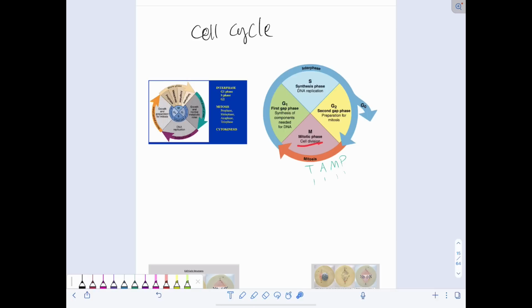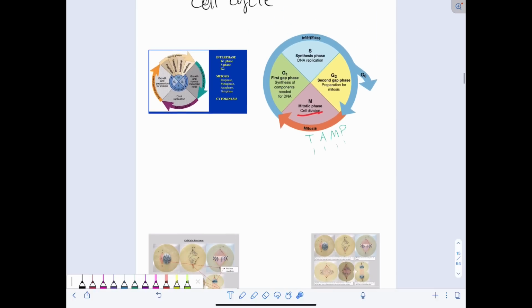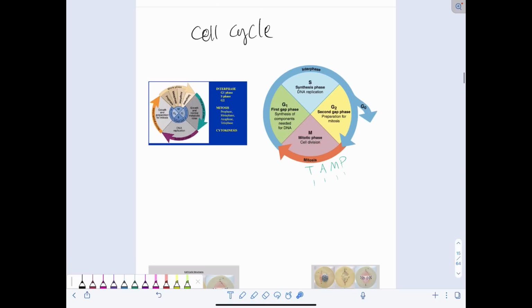So mitosis is cell division, and we're going to talk about it in just a second, how it's made up of prophase, metaphase, anaphase, and telophase. I'm going to talk a little bit in depth for each one. I think it's beneficial for you to understand it, both for lab and lecture. So after mitosis, again, it goes through the G1, S, G2.